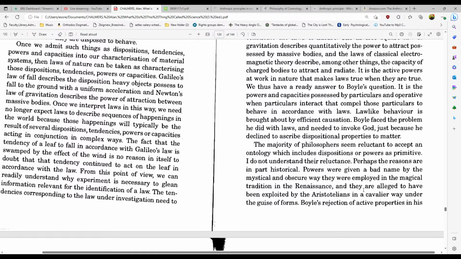But also, here we go, Aristotelians. They don't want to go back to Aristotle. They are alleged to have been exploited by Aristotelians in a cavalier way under the guise of forms. Oh, how dare you say that word. Go wash your mouth out with soap. In this house, we don't believe in forms, right?